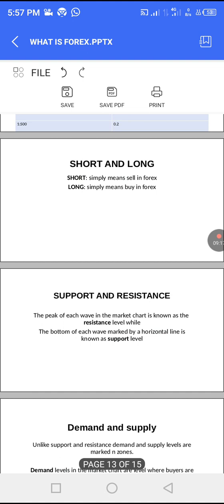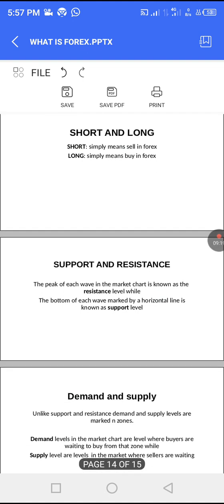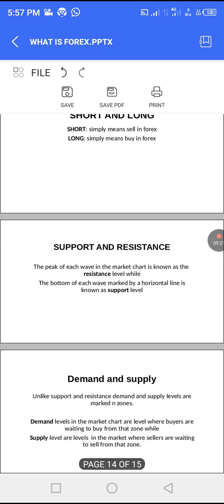What is short? Short simply means sell in forex. Long simply means buy. Support and resistance. The peak of each wave in the market chart is known as the resistance level, while the bottom of each wave marked by a horizontal line is known as the support level.